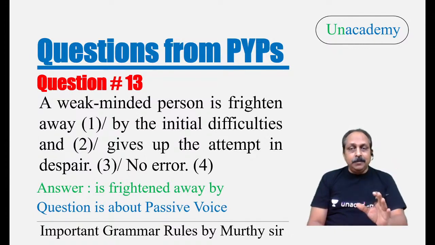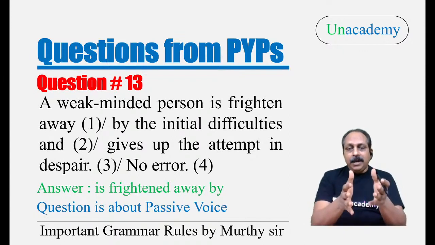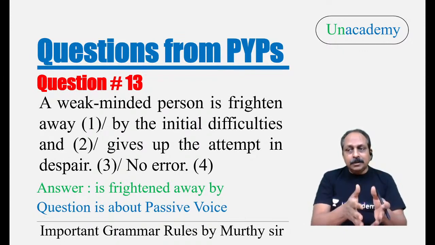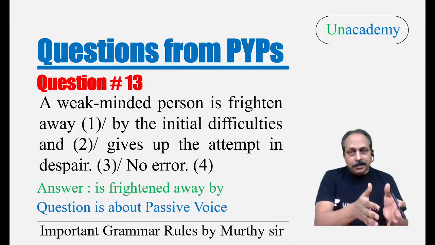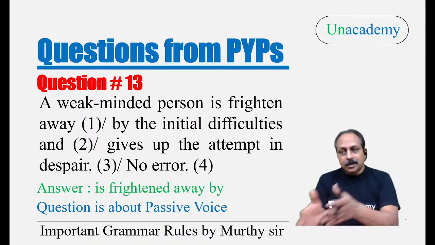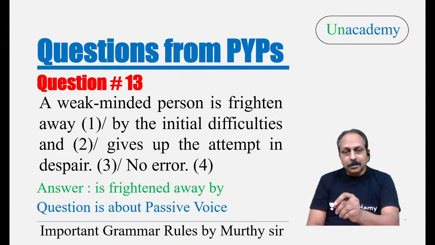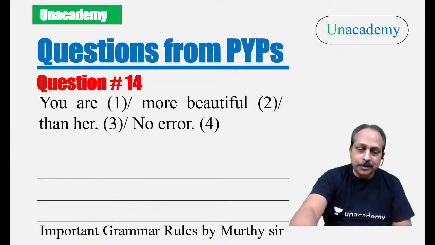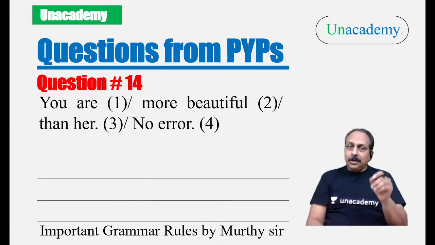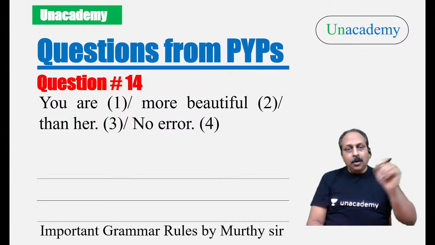So here it is in passive voice. Any sentence in passive voice, do remember the main verb is always in past participle form. What is the main verb over here? Frighten. It's a regular verb. Frightened, frightened, frightened. So here it is not correct to say "frightened"; it should be "is frightened away by". The question is about passive voice. I insist, always try to make a note of what the question is about. That will help in the long run.